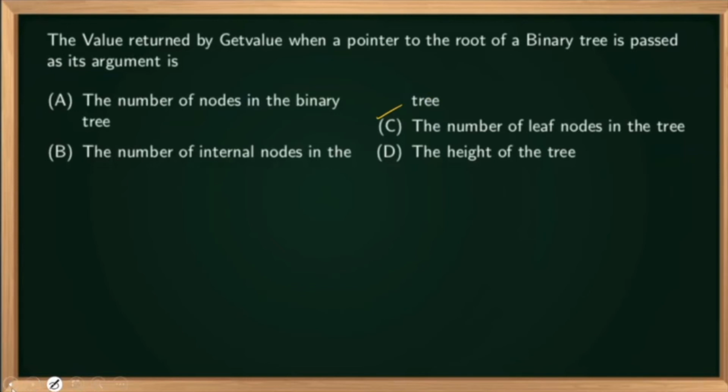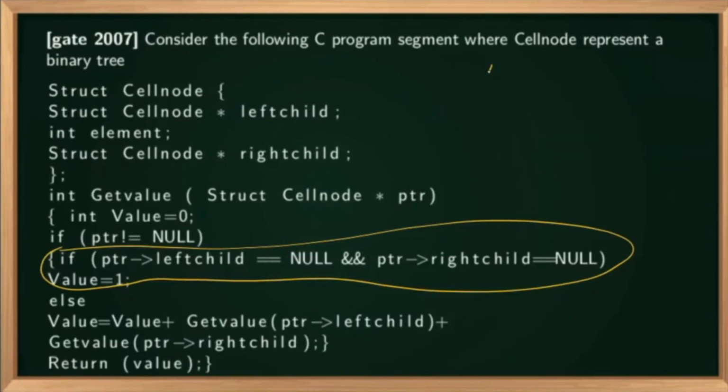So let's see. Let's assume you are having a tree, something like A, B, C, and you are passing the root, that is A. Now what happens? You are coming here and checking ptr not equal to null. That is true because you are calling this program with A as the root. Then ptr left child not equal to null, ptr right child not equal to null, this condition is not satisfied, so we will come here. So the value here is 0, right? Value is 0, that is initialized here.